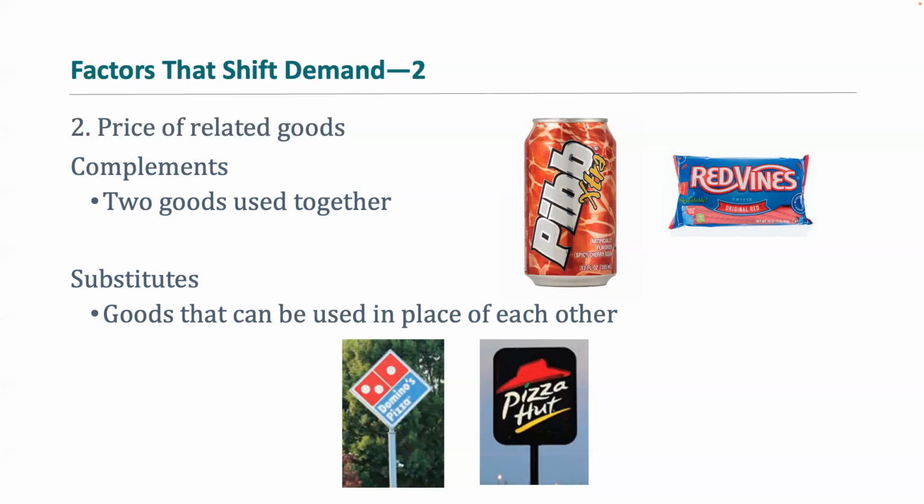There's a lot of other things you can think of as complements. So biscuits and gravy, milk and cereal, printers and toner, peanut butter and jelly, tennis rackets and tennis balls. These are all examples of complements. Substitutes would be things like Coke and Pepsi, Snickers and Milky Way, butter and margarine, Pizza Hut and Domino's, and the list goes on and on.